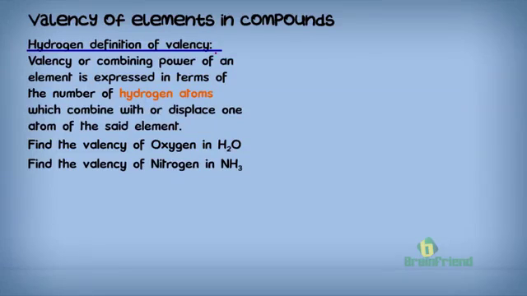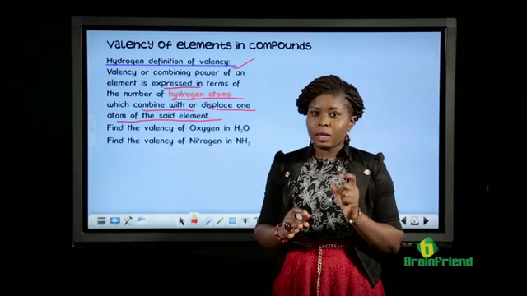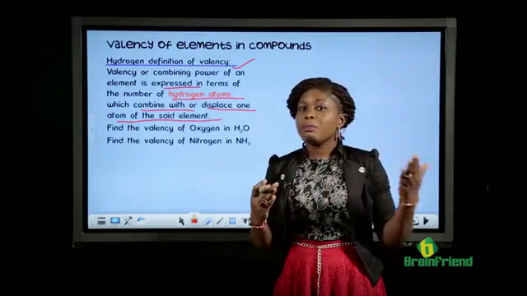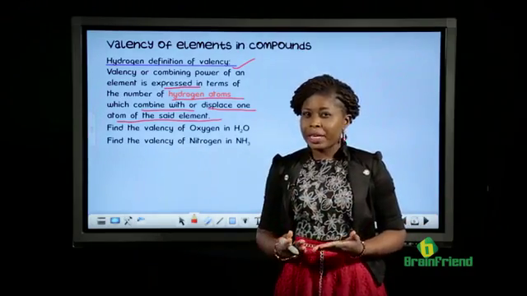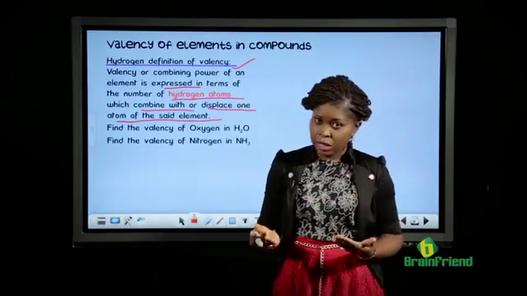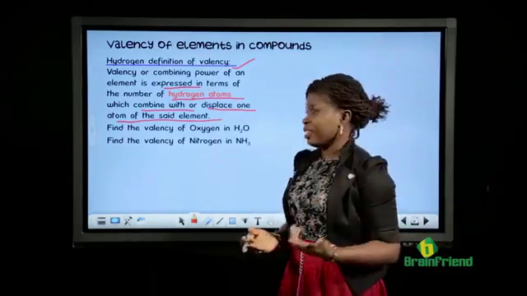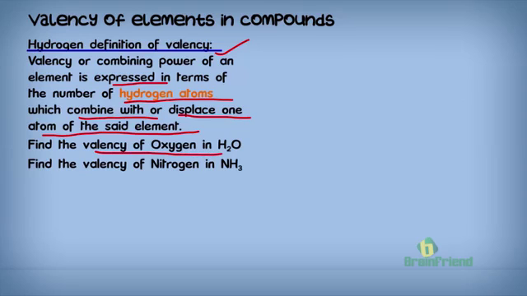So we have the hydrogen definition of valency. We say the valency or combining power of an element is expressed in terms of the number of hydrogen atoms which combine with or displace one atom of the said element. This simply tells us that in a compound or molecule in which hydrogen is present, you can determine the valency of the element which combines with hydrogen simply by knowing the number of hydrogen atoms that combine with that element. For example, find the valency of oxygen in H2O, that is water.